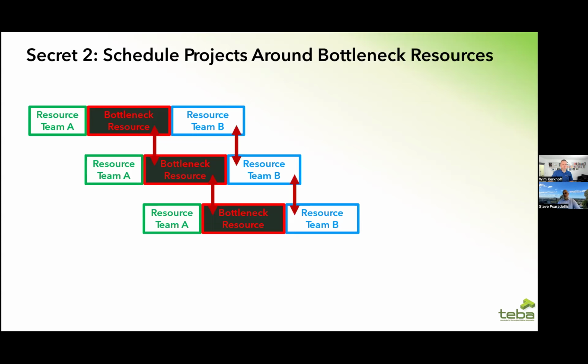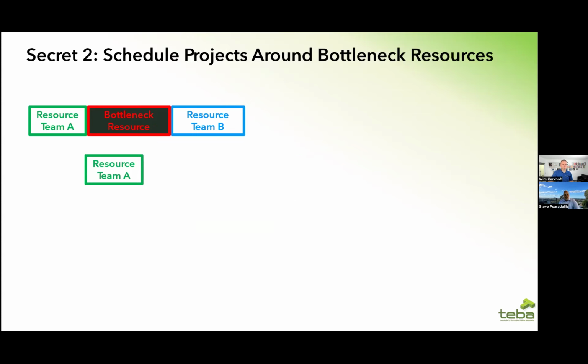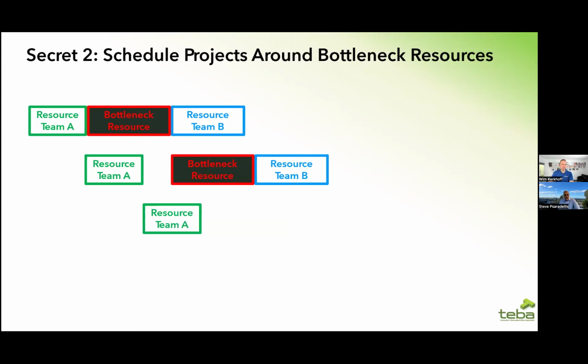So what do we do? Well, we start. Resource team A is fine to start the project there. The bottleneck resource is fine to go there, and resource B is fine to go there. Team A starts the next project, but guess what? There's going to be a gap before the bottleneck resource can start. Then team B can kick in, and then resource team A can do that, but guess what? There's going to be another gap.